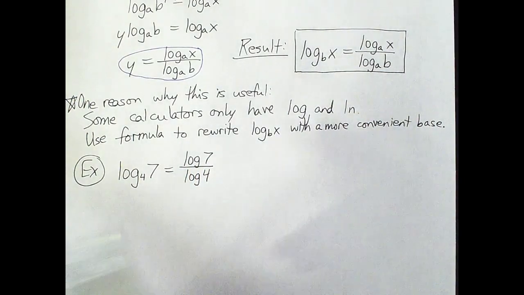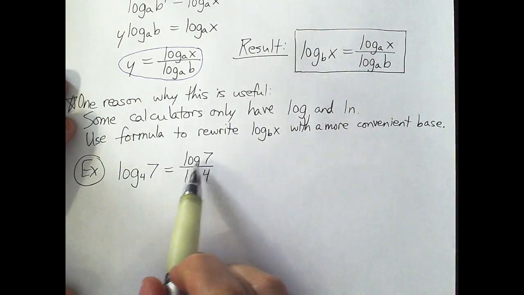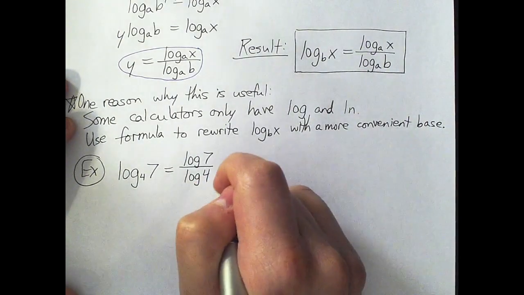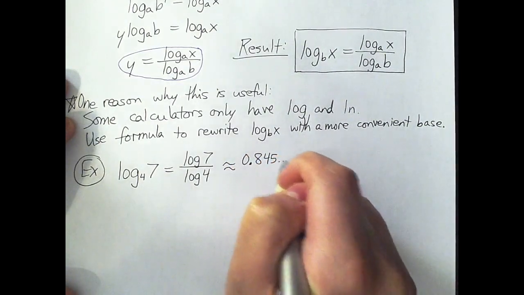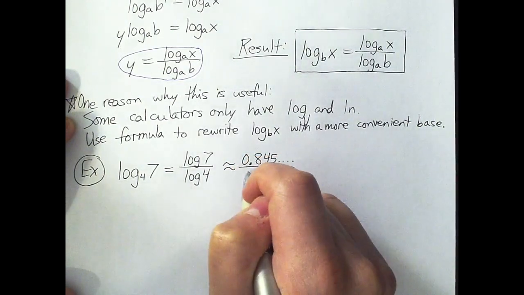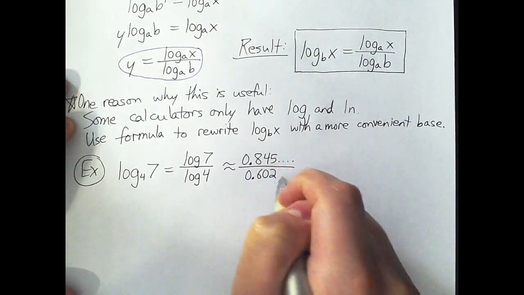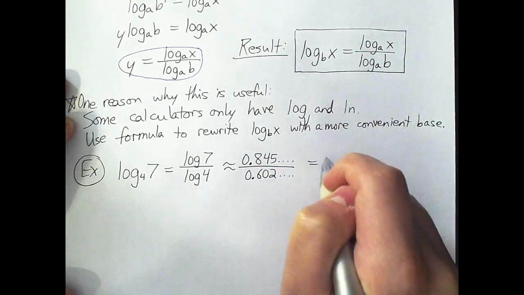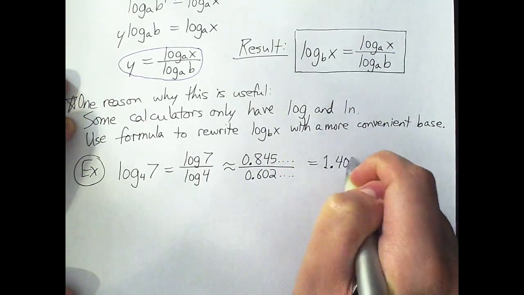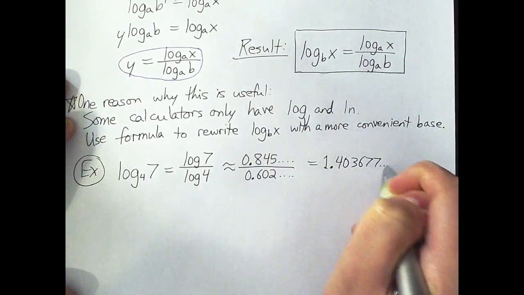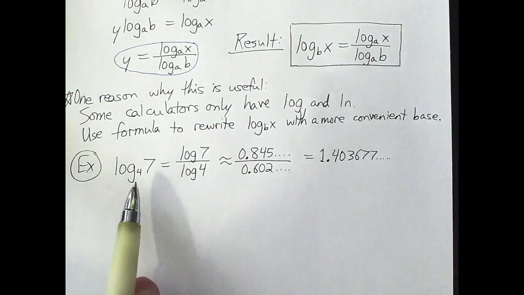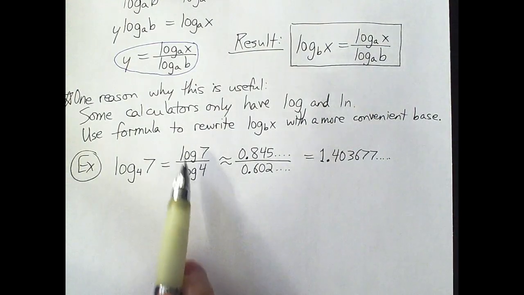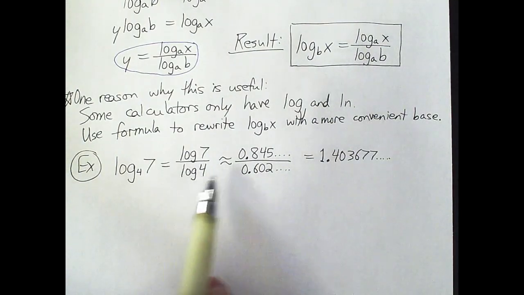And then on your calculator that can do log 7 and log 4, you find them. This is approximately 0.845, something, something, something. The one on the bottom is approximately 0.602, something, something, something. And altogether, it equals 1.403677 something. The calculator couldn't do base 4. We turned it into something involving base 10, and then we were able to get the answer.